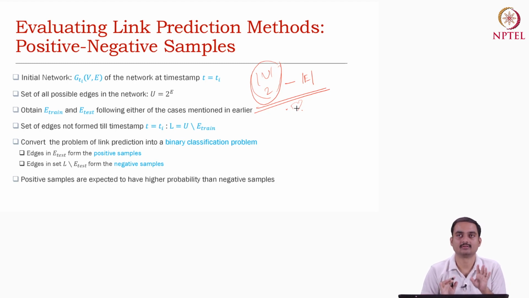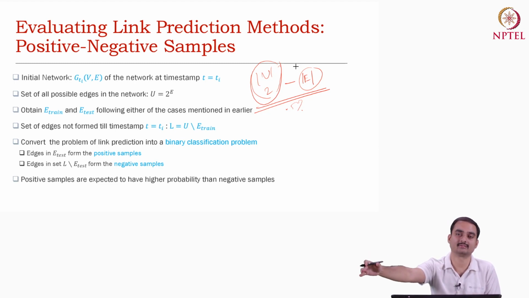So in terms of a classification problem, if you think of link prediction as a binary classification problem, you have positive samples and negative samples. What are the positive samples? Positive samples are those node pairs which are already connected through this mod E number of edges, and negative samples are those pairs which are not connected at the current timestamp. So you have huge negative samples.